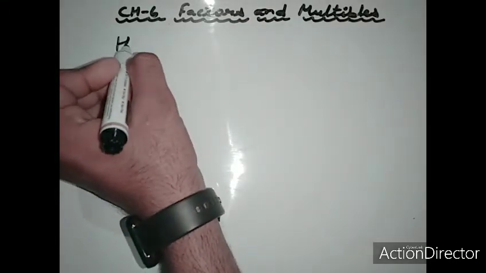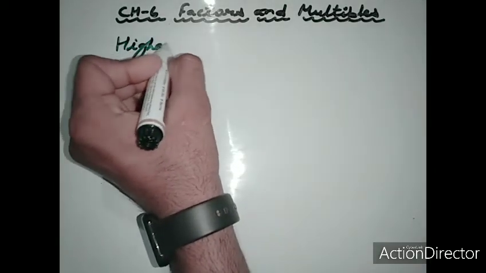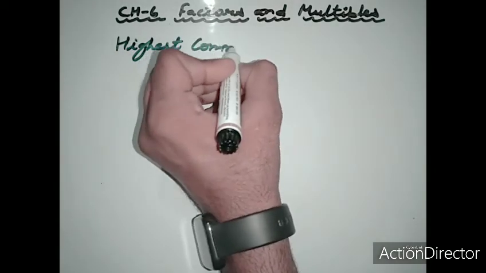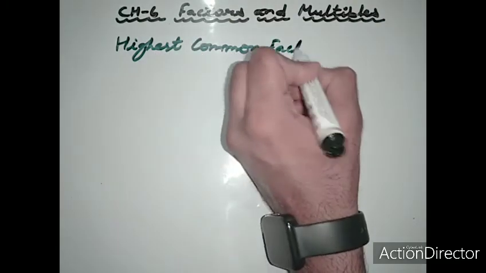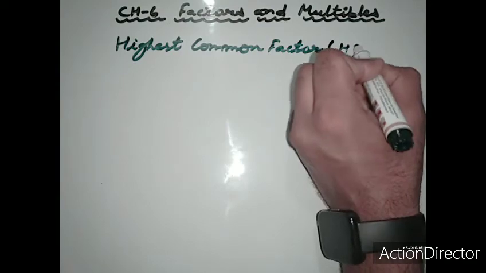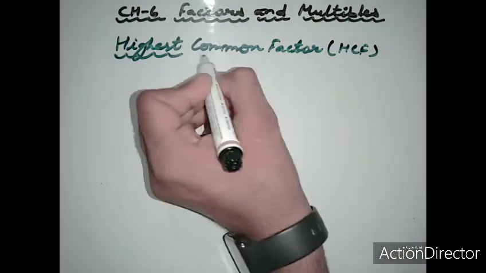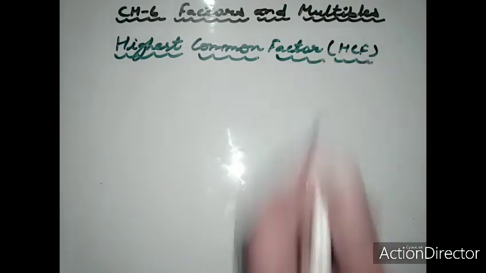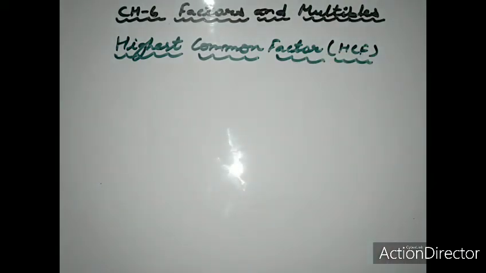So now we discuss the highest common factor, and in short we say HCF, right? Highest common factor, HCF. So dear students, to find HCF there are basically three methods: by listing factors, the second one is by prime factorization, and the third one is by the division method. Here we give priority to the third method, the division method.